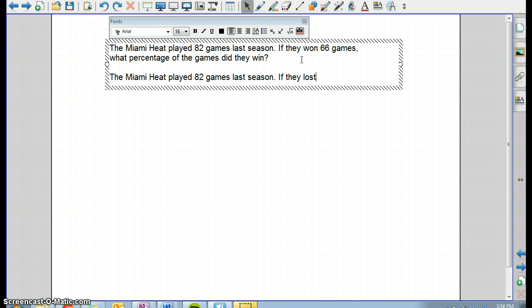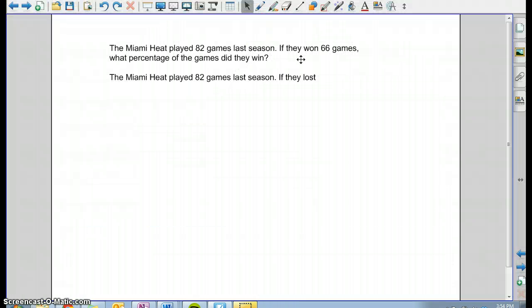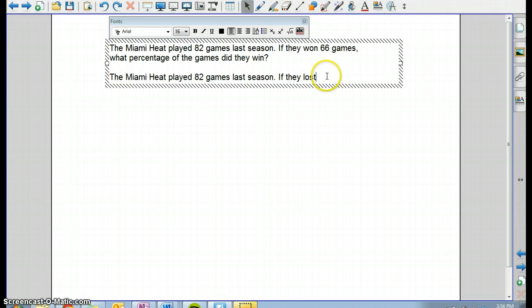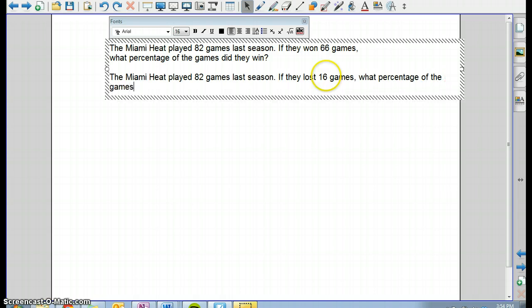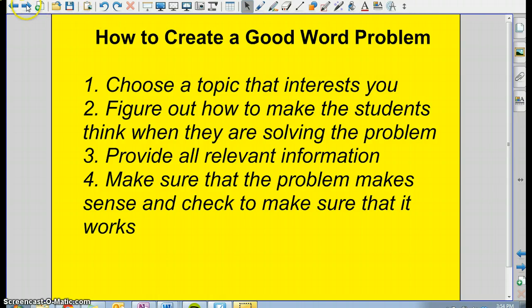If they lost, okay, they lost 16 games. What percentage of the games did they lose? Both those are pretty easy. Can you think of a way that I could change it up to make it a little bit more difficult? Because as you recall, I said I want to make the students think.